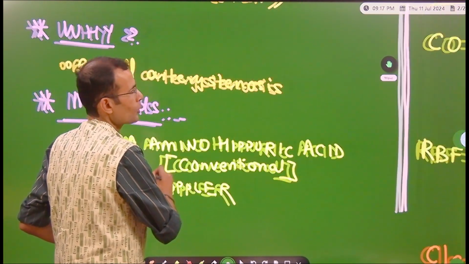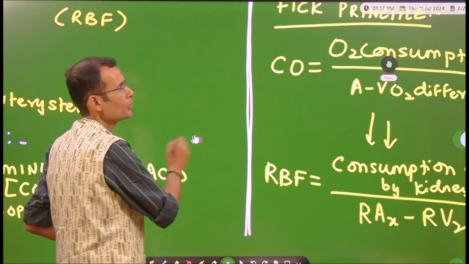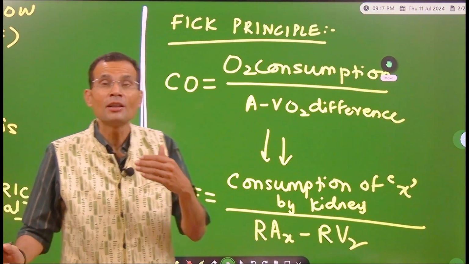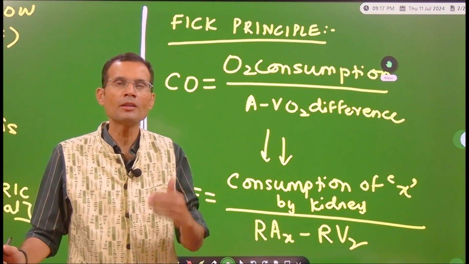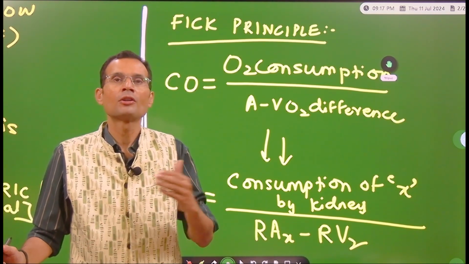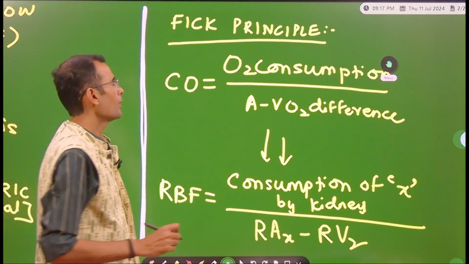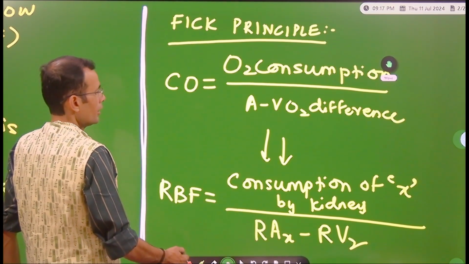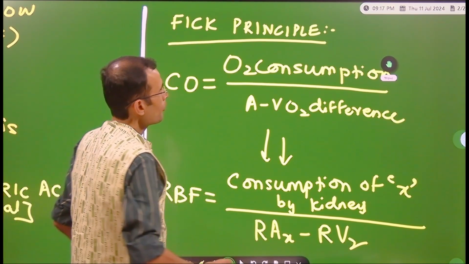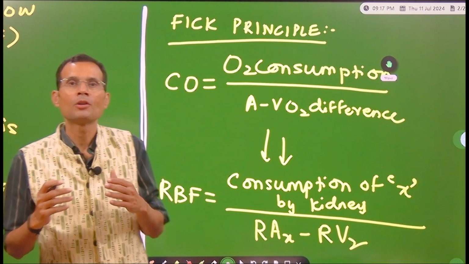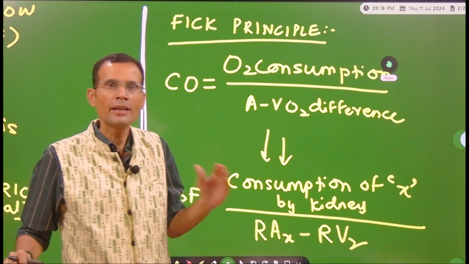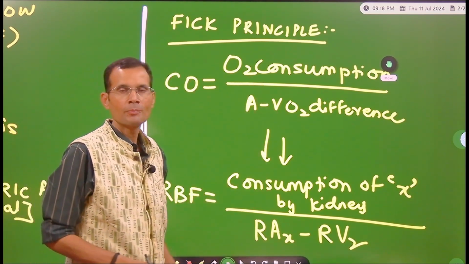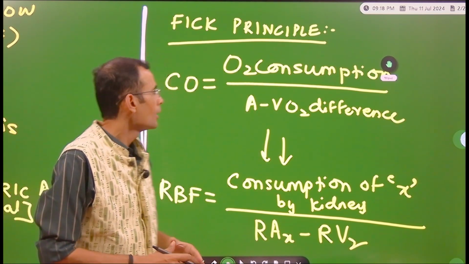So this video is all about why do we measure, why do we take PAH, why it is convenient and suitable to use PAH to measure the renal plasma flow and blood flow. All right, so let's start. Now the first point is measurement of the cardiac output is by the Fick principle, direct Fick method.